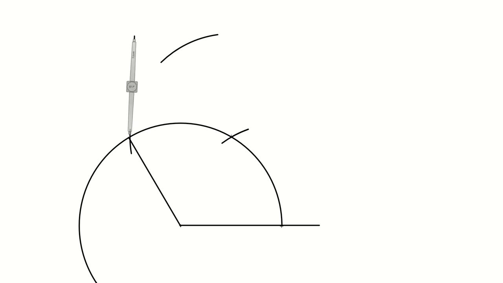Again, never change the distance. Two. After you have created that, you're going to join the initial point, which is here, with that intersection, and then that is how you would create a 90 degrees.